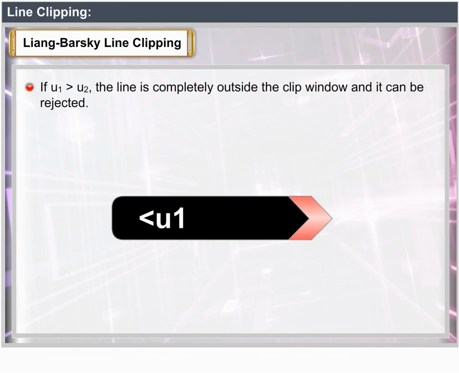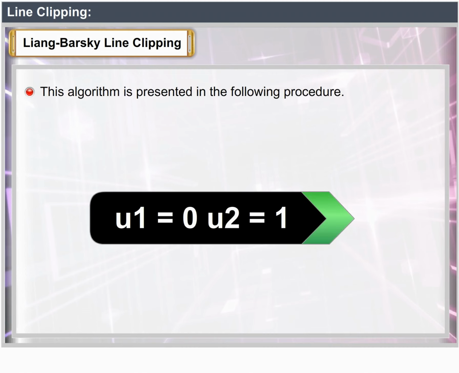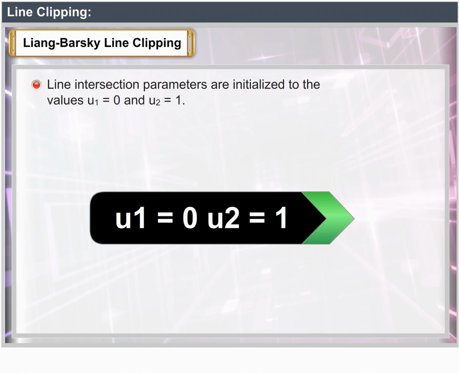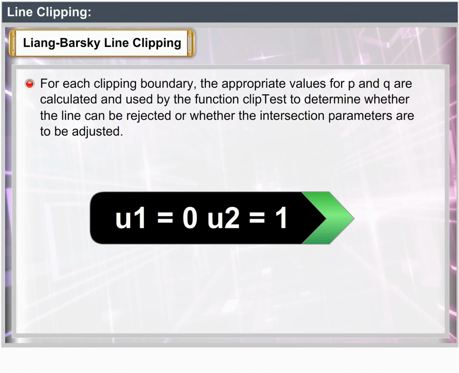If u1 is greater than u2, the line is completely outside the clip window and it can be rejected. Otherwise, the endpoints of the clipped line are calculated from the two values of the parameter u. This algorithm is presented in the following procedure. Line intersection parameters are initialized to the values of u1 equals 0 and u2 equals 1. For each clipping boundary, the appropriate values for p and q are calculated and used by the function clipTest to determine whether the line can be rejected or whether the intersection parameters are to be adjusted.